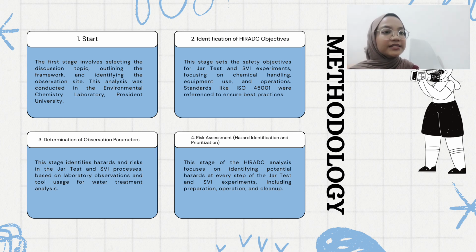The fourth is risk assessment, hazard identification, and prioritization. This stage of the HIRADC analysis focuses on identifying potential hazards at every step of the jar test and SVI experiments, including preparation, operation, and cleanup.